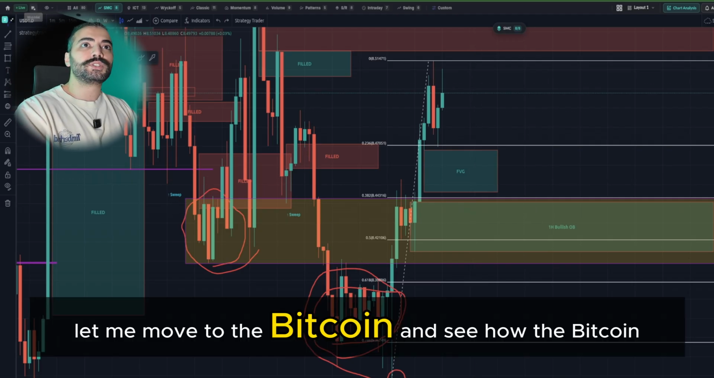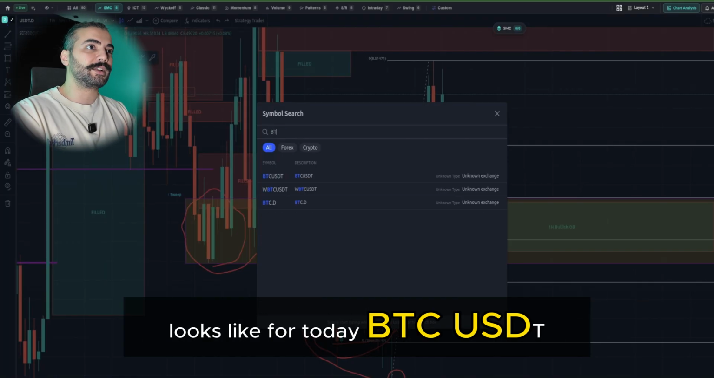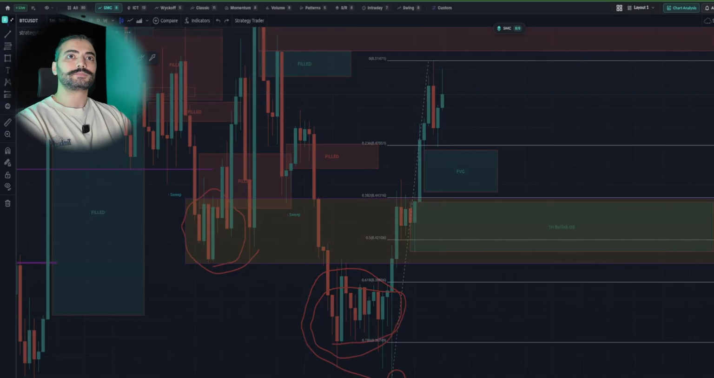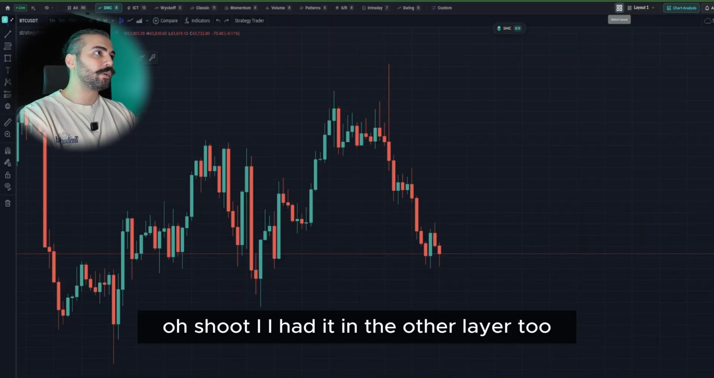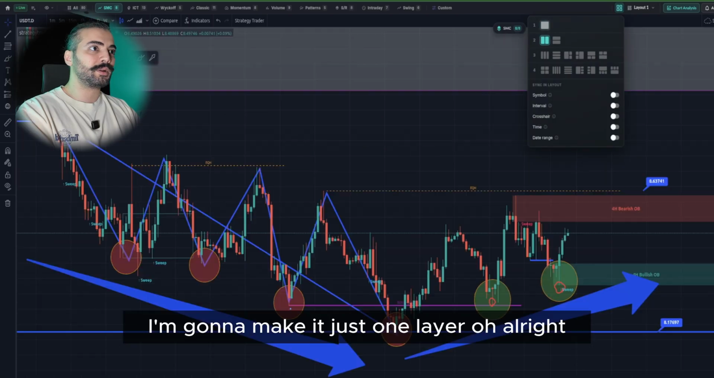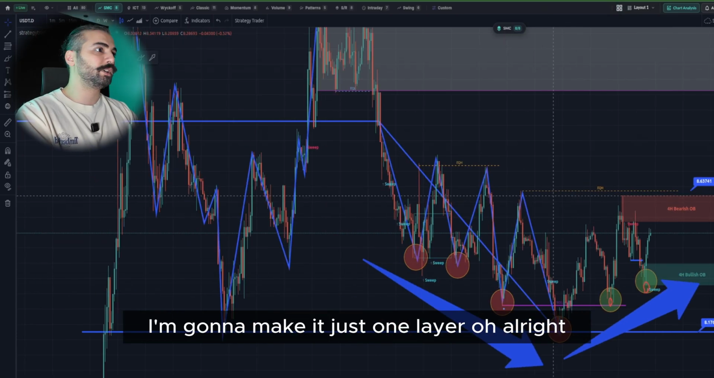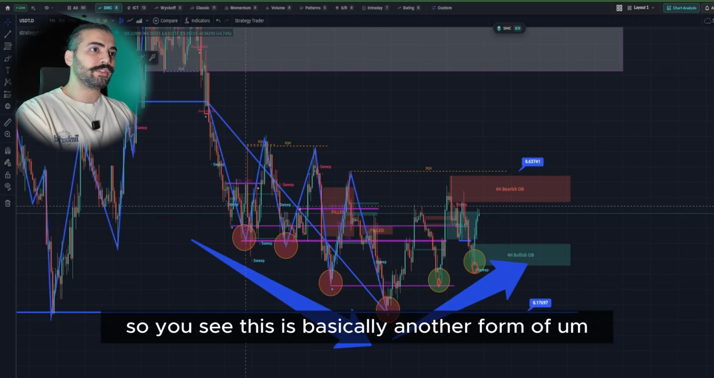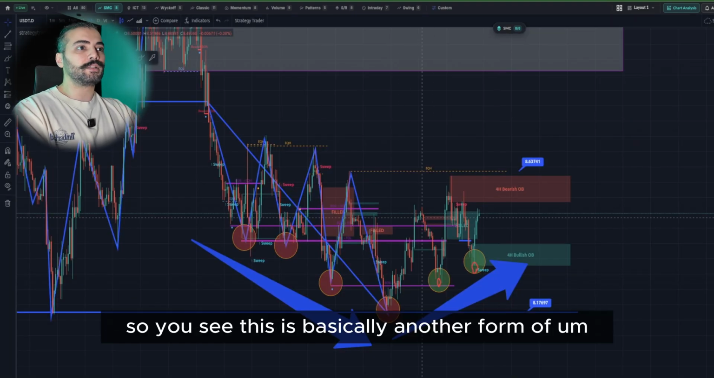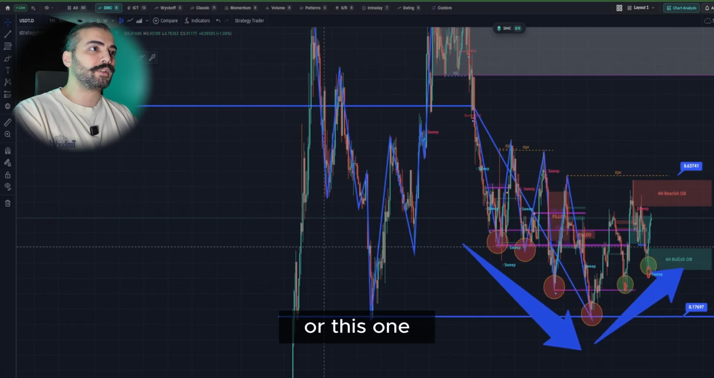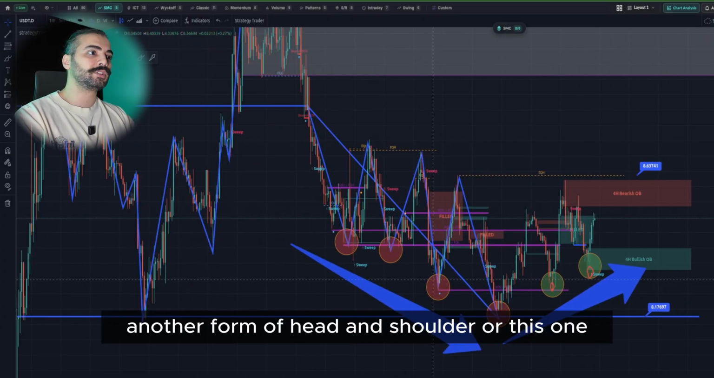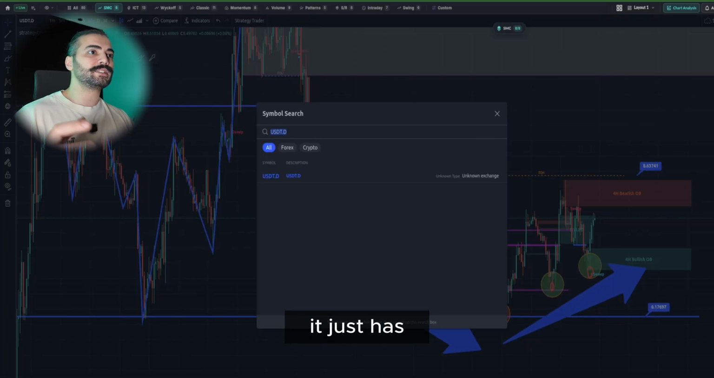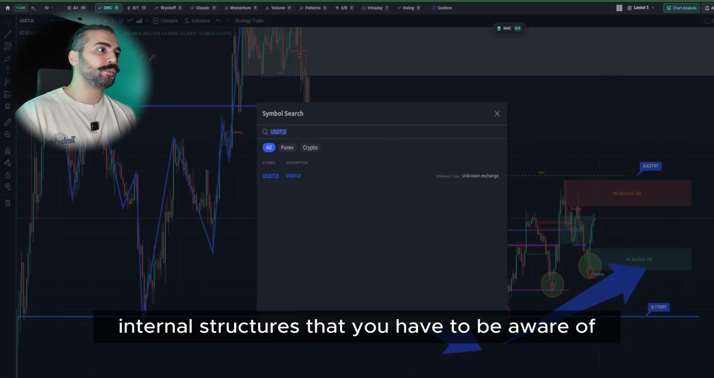Let me move to Bitcoin and see how Bitcoin looks for today. BTC USDT. I had it in the other layer too. I'm going to make it just one layer. So you see this is basically another form of head and shoulder, or this one, another form of head and shoulder. It just has internal structures that you have to be aware of.